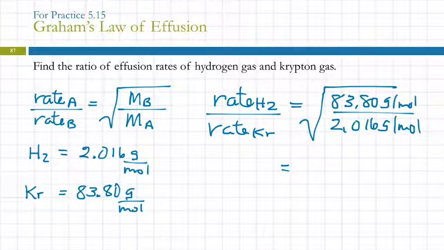And so that ratio is the square root of that. Square root of 83.8 divided by 2.016. So 6.447. Notice that the units cancel out here. The ratio doesn't have any units. So this ratio of 6.447 tells me that hydrogen effuses almost 6.5 times faster than krypton does. Any questions?